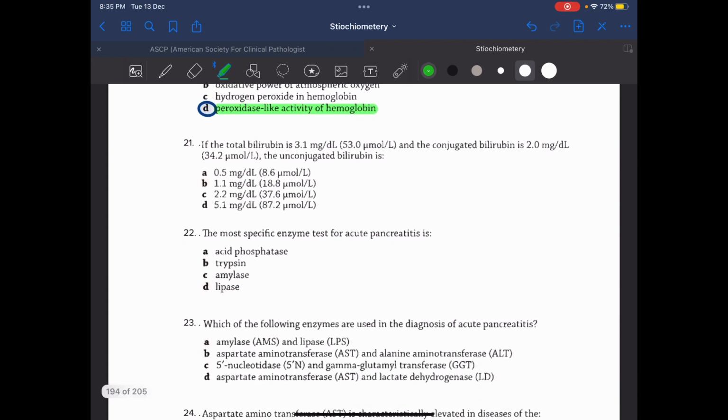Question 21. If the total bilirubin is 3.1 milligram and the conjugated bilirubin is 2 milligram, the unconjugated bilirubin is 0.5 milligram, 1.1 milligram, 2.2 milligram, 5.1 milligram. The correct answer is B, 1.1 milligram, because the total bilirubin is a summation of the conjugated and unconjugated. You need to subtract conjugated from total to get unconjugated. The difference is 1.1.